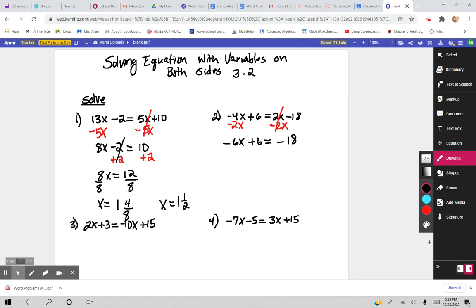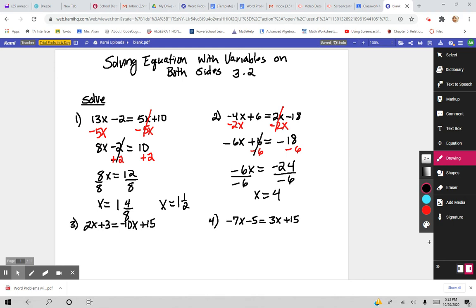Okay? So you see, now this problem looks like all the other equations we learned how to solve. So let's subtract 6 from both sides. So we'll have negative 6x equals negative 24. Divide both sides by negative 6, and x equals 4.